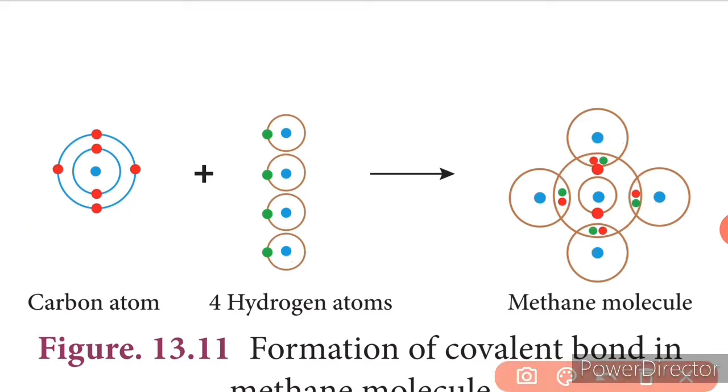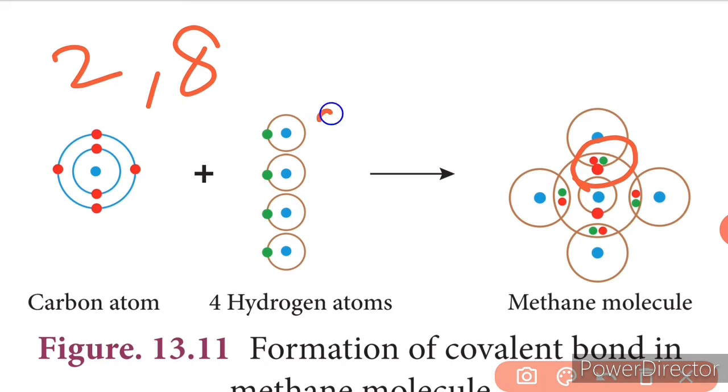Now in between you can see, very clearly, it is mentioned that the electrons are shared between the carbon and hydrogen. So each hydrogen is contributing 1 electron to the carbon. So carbon attains the electronic configuration of 2, 8, right, by gaining 4 electrons from the hydrogen.